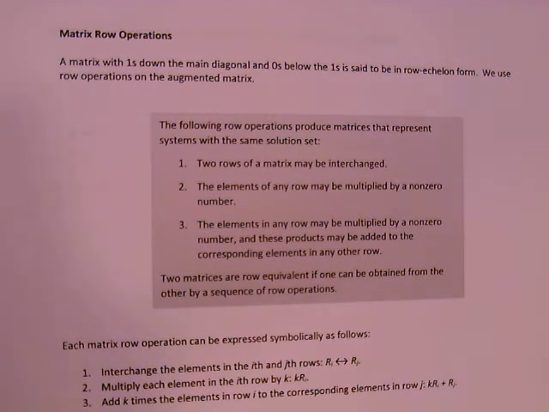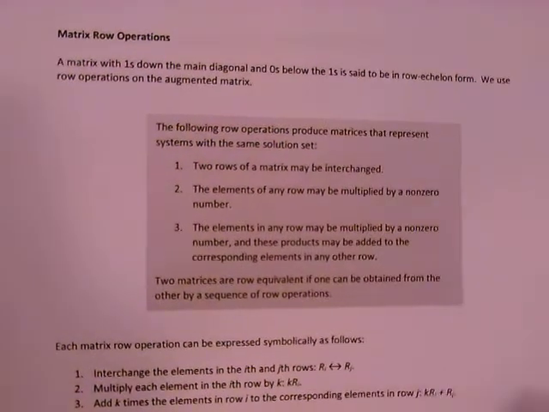Number two, the elements of any row may be multiplied by a non-zero number, positive or negative. And number three, the elements in any row may be multiplied by a non-zero number, and then those products may be added to the corresponding elements in any other row. Here, two matrices are row equivalent if one can be obtained from the other by a sequence of row operations.